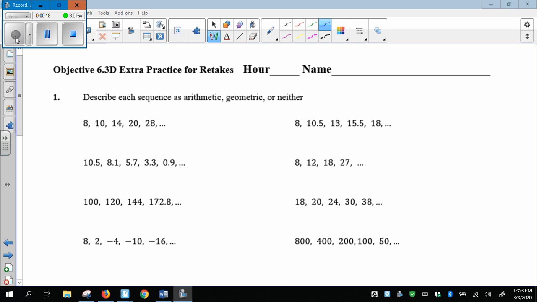Okay? So this is all about sequences. We have two types of sequences that we're concerned with, arithmetic and geometric. Arithmetic sequences have a common difference. In other words, you add or subtract the same amount every time. Geometric sequences have a common ratio. In other words, you're going to multiply or divide by the same amount every time. Okay? So we're going to just look at these and see what type they are, and if they're not arithmetic or geometric, then you're just going to write neither.